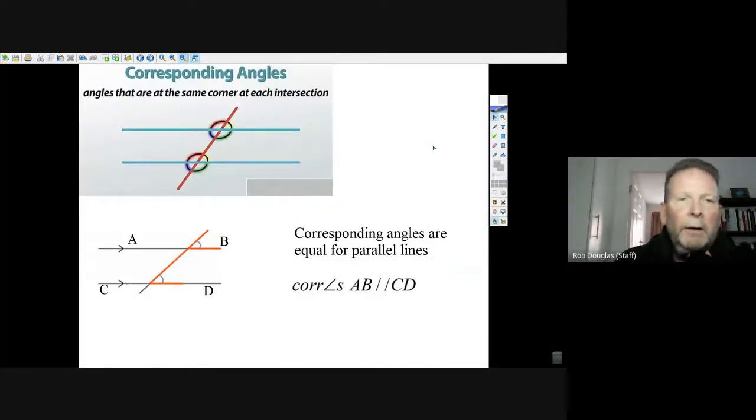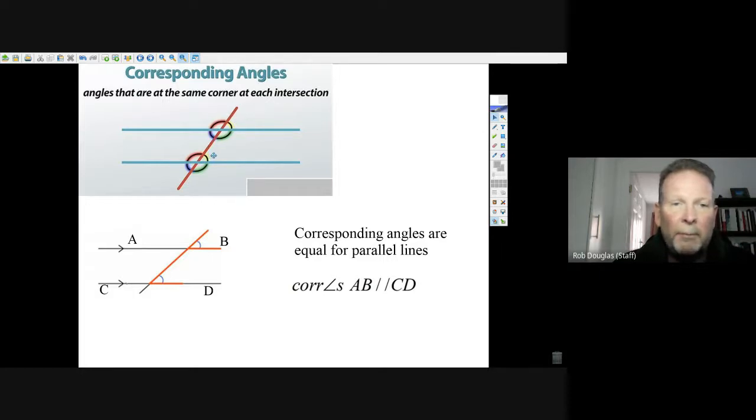Okay, we're going to look at our first parallel line geometry reason, and what we're looking at here are corresponding angles. Now, this line that cuts across these two lines is called a transversal. And angles that are in the same position, like this transversal and these two lines facing, this here is the top right-hand corner where the lines intersect.